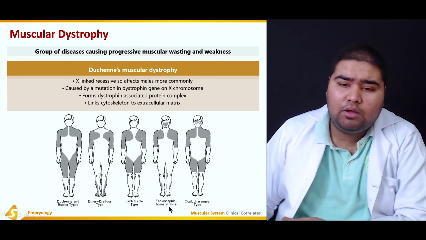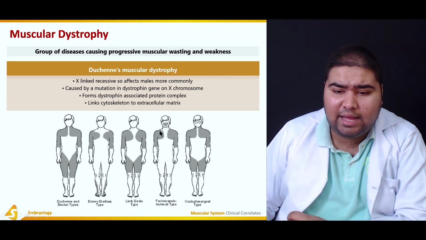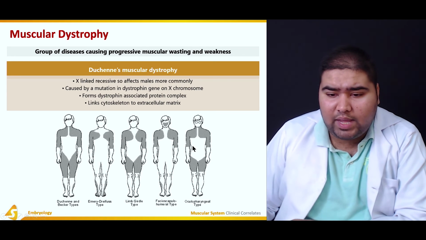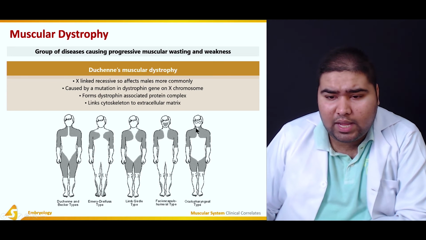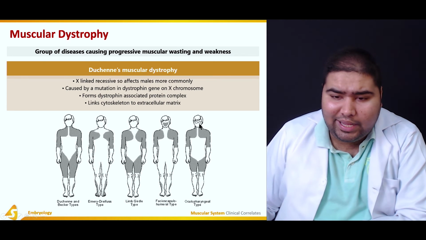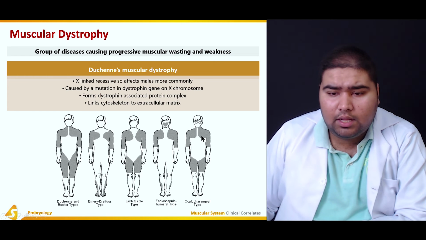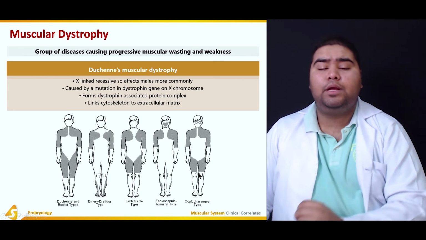In facioscapulohumeral type, we have the facial muscles that are involved. Then we have the muscles over the scapula, the muscles of the pectoral region, and muscles of the hind limb. So we have oculopharyngeal type. In this, we have the muscles of the eyes, the muscles of the neck, the muscles of the shoulder region, the muscles of the upper limb, the muscles of the thighs.